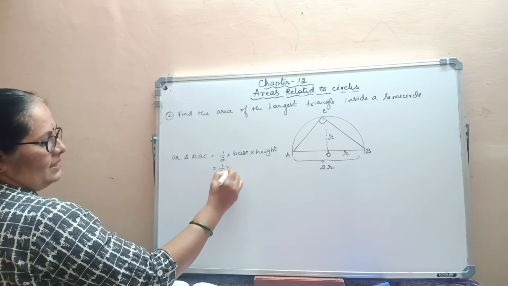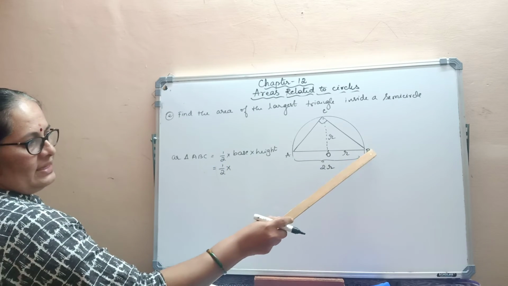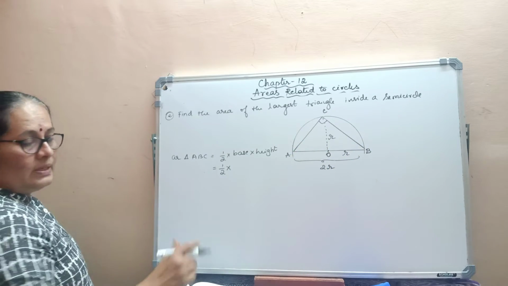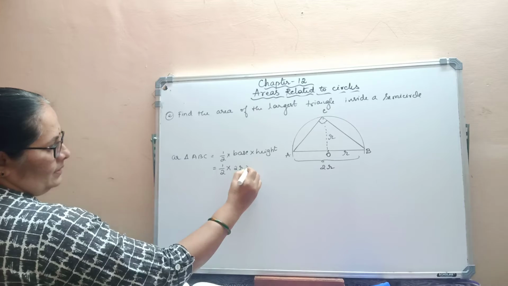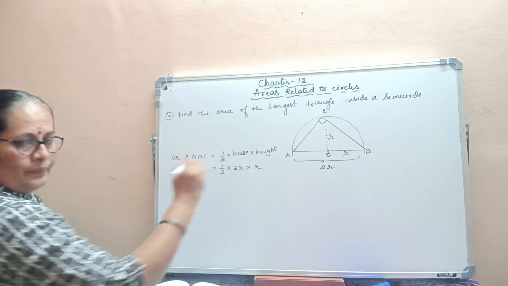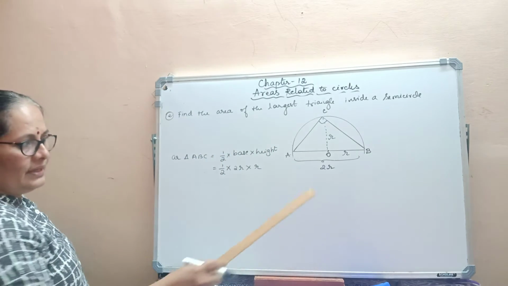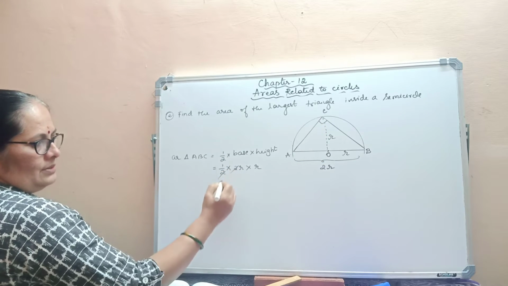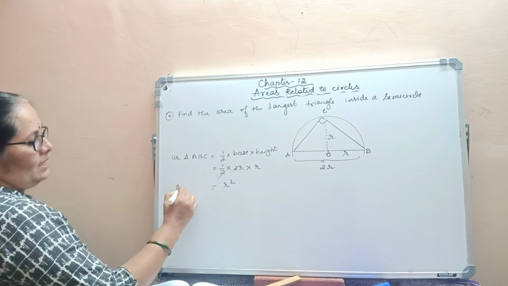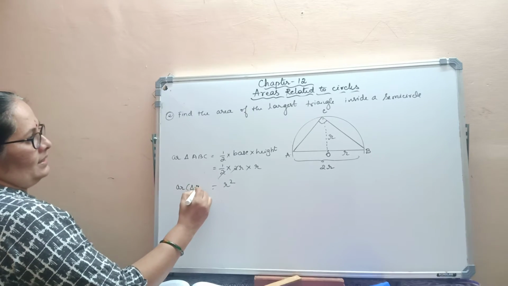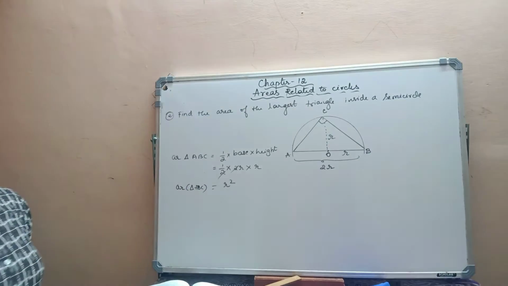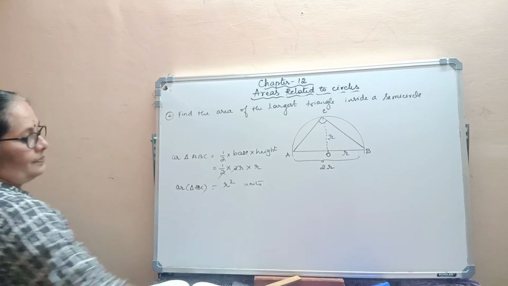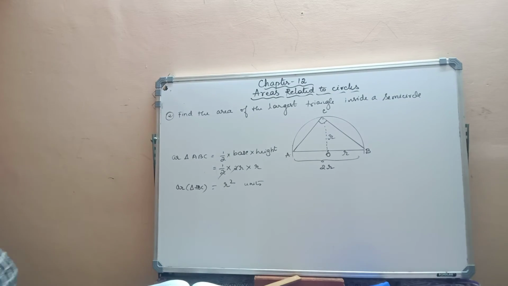So what is the base here? OB is the radius, so the base is AB. What is AB? Double the radius, which is 2r. Then height is also the radius, so r. This 2 and this 2 cancel, r square. So the area of the largest triangle inside a semicircle is r square, square units.